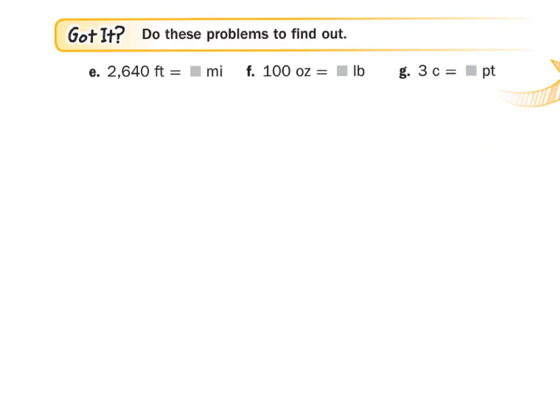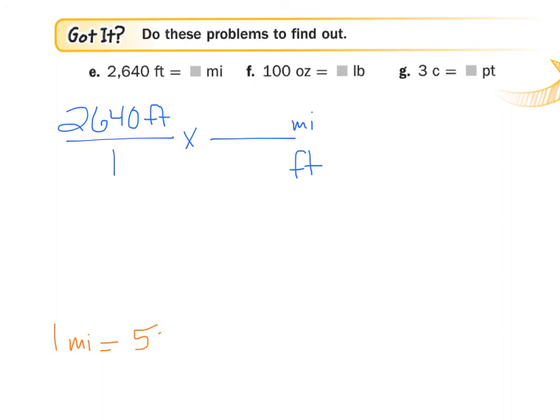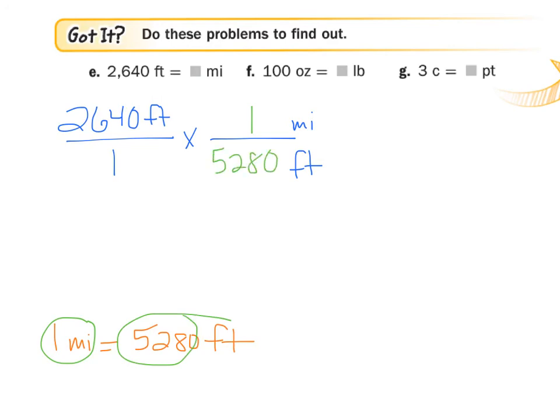So let's take a look at these. Again, we're going from small to big, but we set it up just like before. So 2,640 feet over 1 times mile, converting it to miles, so then feet is on the bottom. And I know that 1 mile equals 5,280 feet. So that's where I get my numbers. I put the 1 as my numerator because it's 1 mile, and my denominator is going to be this 5,280 because that's where my label is.